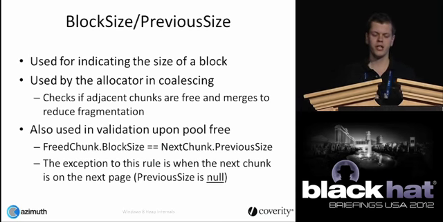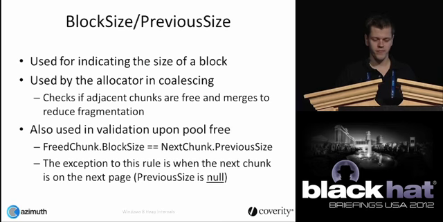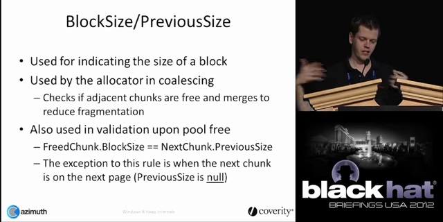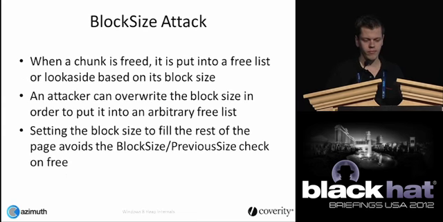So when you free something, typically it will look at the block size of the chunk that you're freeing and use that to get the next chunk and check if that chunk's previous size corresponds to the block size of the chunk that you're freeing. The exception to this rule is when this next chunk is on the next page, because it doesn't validate across pages, because the previous size will be null. There's no guarantee that the next page is even mapped in, so it doesn't have any checks on that.